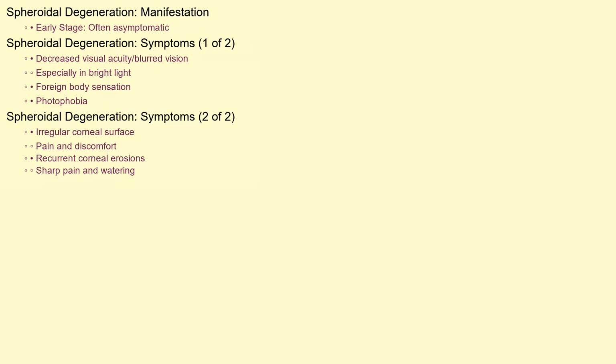In advanced cases, the surface of the cornea may become irregular, leading to pain and discomfort. Recurrent corneal erosions, where the surface layer of the cornea breaks down, causing sharp pain and watering, are another potential symptom. Diagnosing spheroidal degeneration typically involves a comprehensive eye examination by an ophthalmologist or optometrist. A slit lamp biomicroscopy is crucial.